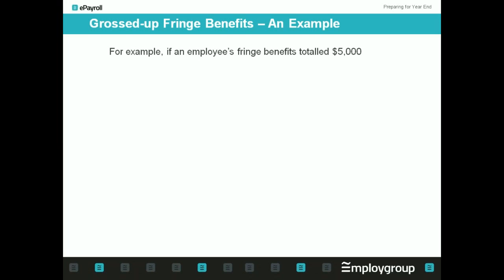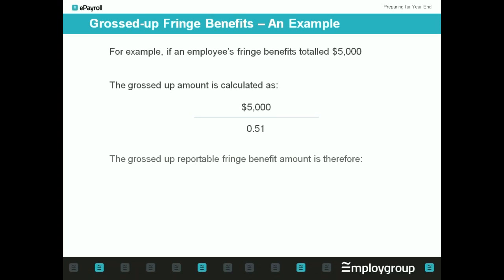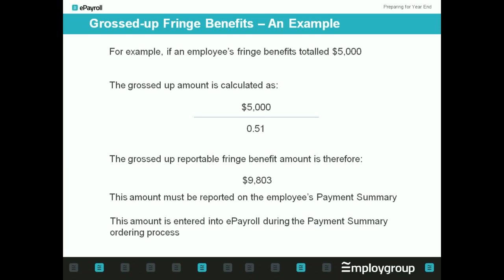So as an example, if an employee's fringe benefits totaled $5,000 during the FBT year, the grossed up amount is calculated as $5,000 divided by 0.51, and the grossed up reportable fringe benefit amount that would be reported on the payment summary is therefore $9,803. Now that amount is entered into ePayroll during the payment summary ordering process at step 3.